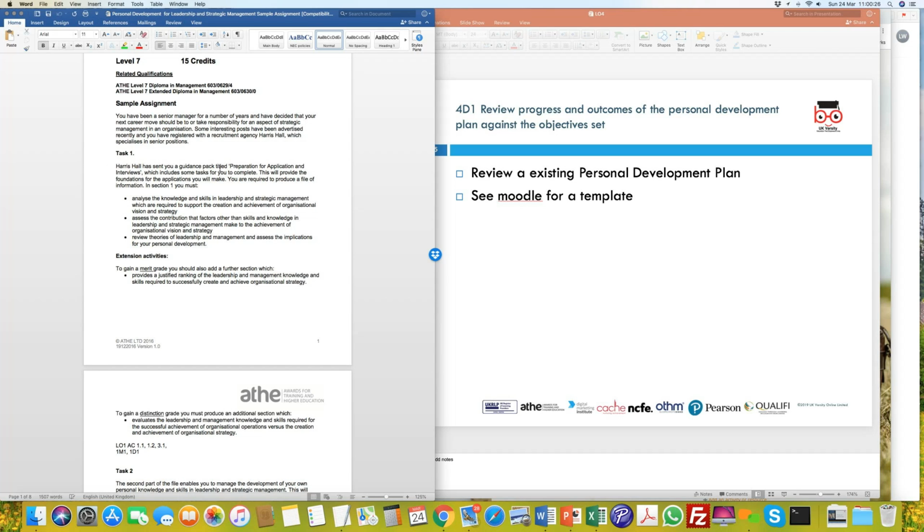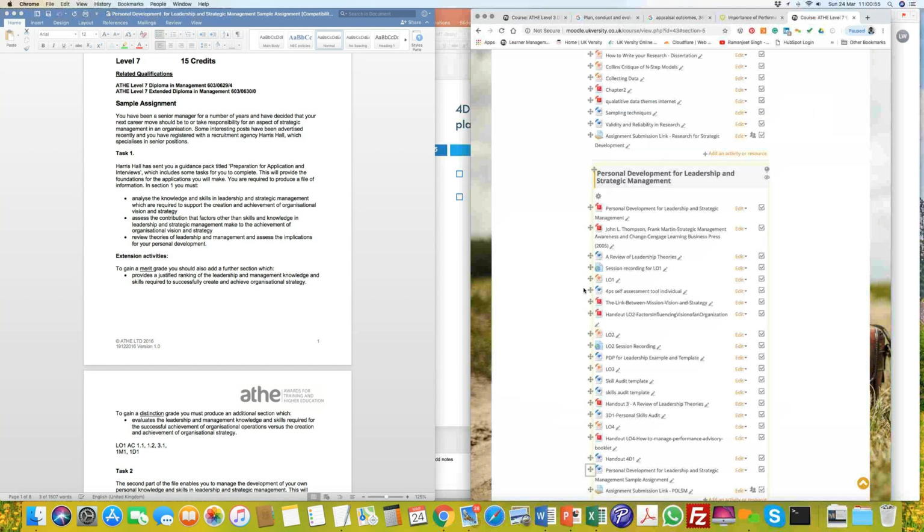Harris Hall has sent a guidance pack titled Preparation of Application and Interviews, which includes some tasks for you to complete. This would form the foundation of the application you will make, and you're required to produce an information pack for section 1. Here you have to analyze your knowledge and skills in leadership and strategic management. Please make use of the skills audit template, which I provided earlier on Moodle. This tool will allow you to analyze your strengths and weaknesses and complete task 1.